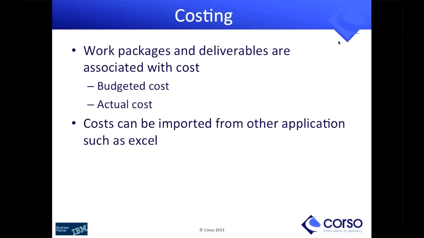So we're going to talk a little bit now about costing. So, work packages and deliverables are associated with cost. Okay, so everything we do has a cost associated with it. So we now have, as part of road mapping, costing attributes. So we've got the budgeted cost and the actual cost. So the budgeted cost is what we've planned for, and the actual cost is the cost that's taking place. And obviously we can import those from other tools such as Excel. And we also have at Corso another tool called Corso Connections, which allows you to do things like form-based data capture and integrations to other tools. So that can be used as well. You can also export those attributes out of the tool as well.